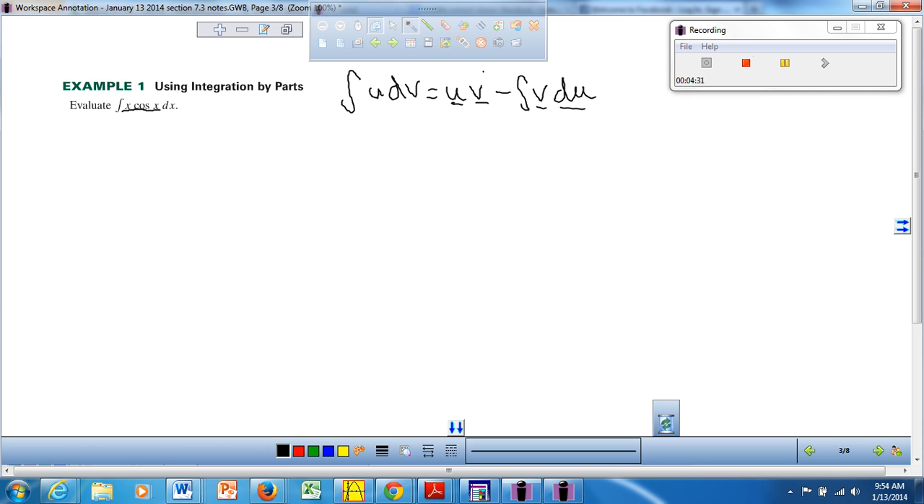All right, when you look at this one, you want to pick a u that when you take the derivative, it's very easy. So if I have x and cosine x, which would you choose? x. So we're going to choose our u to be x. And that means our dv, because what we have on the left is u dv, must be everything that's left, cosine x dx.